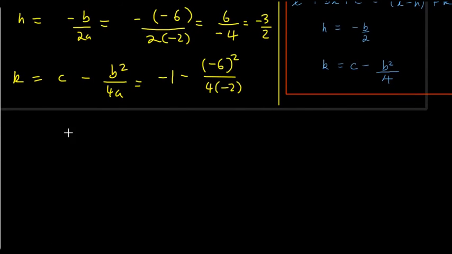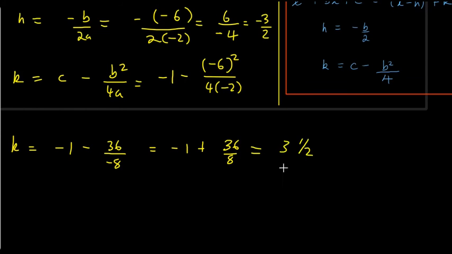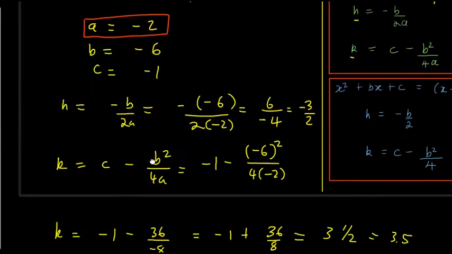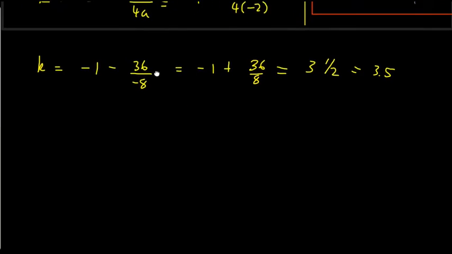So our k is -1 minus 36 over -8, which is the same as -1 plus 36 over 8. 36 over 8, which I think is the same as 36/8 minus 1, should be 3 and 1/2, or 3.5.